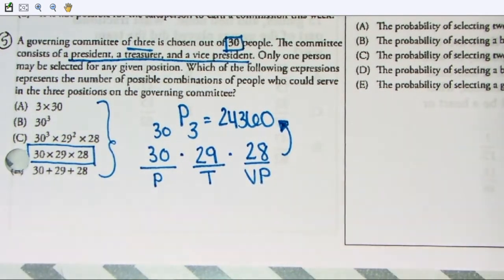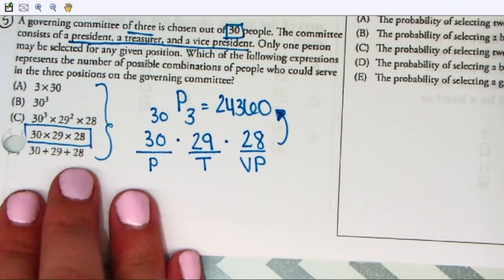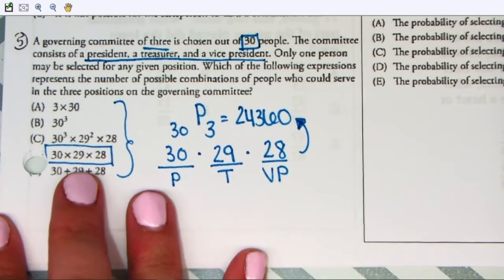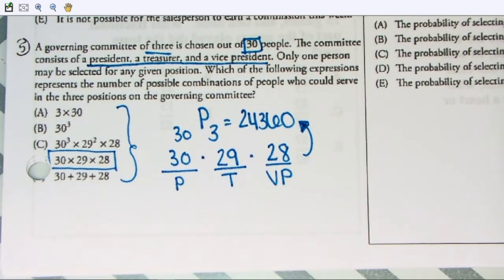So if you're doing permutation, the presentation might be a little bit different, but if you multiply all your answer choices out, you will see that the correct answer is D.